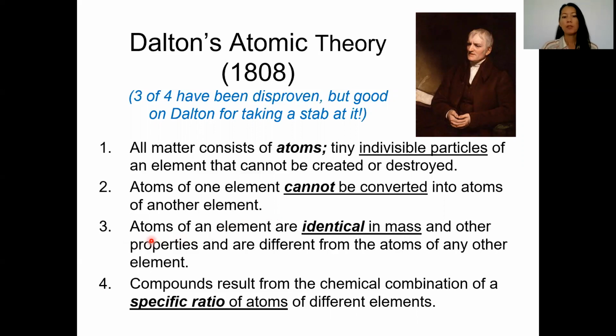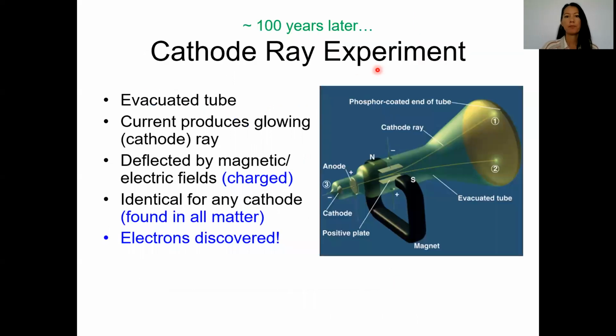The third, atoms of an element are identical in mass and other properties. This is not true because we know we have isotopes, and we'll get into that. The last one is true. Compounds form or are a result from chemical combinations of a specific ratio of atoms. For example, 1 carbon and 1 O make carbon monoxide. 1 carbon and 2 O's make up carbon dioxide.